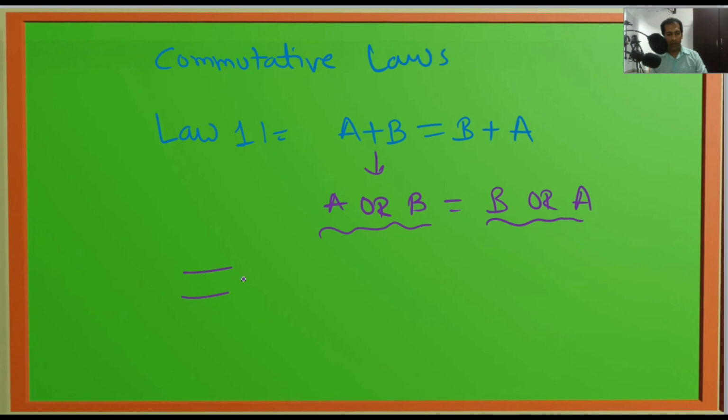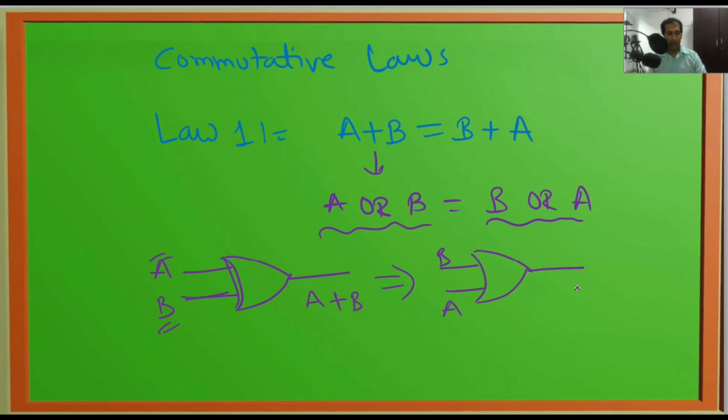Suppose this is the OR gate. This input is A. This input is B. The answer is A plus B. Or we can connect it in this way. B position from here we can keep here. A position from here we can keep here, and the answer will be B plus A. So A plus B and B plus A will be the same.